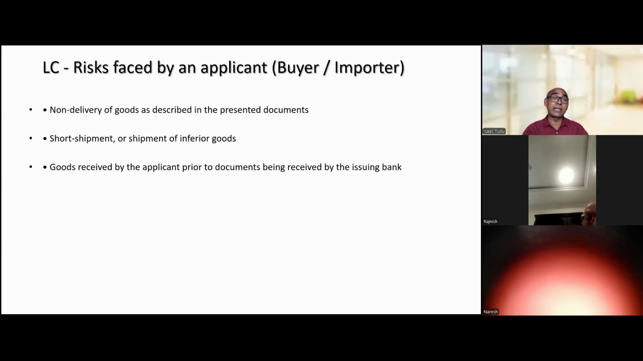What would the indemnity say? In that, the applicant needs to clearly mention that they will accept the documents even if the documents are discrepant in future. So whatever the status of the documents, they need to accept them, and they will need to write clearly that the issuing bank is authorized to debit our account. That means the issuing bank will simply debit once documents are received. So those things are there. That is the risk for the buyer. Loss or damage to goods in transit is also a risk for the buyer.